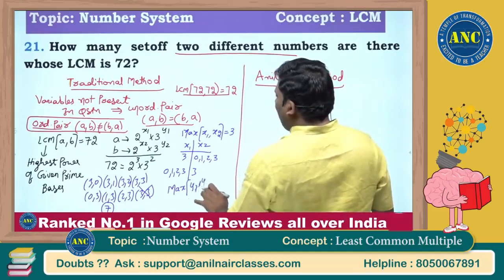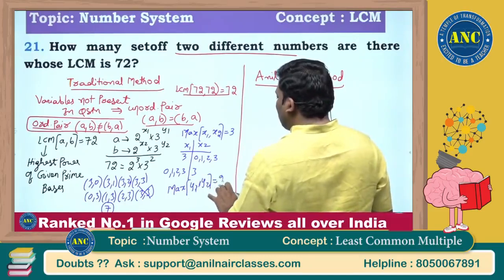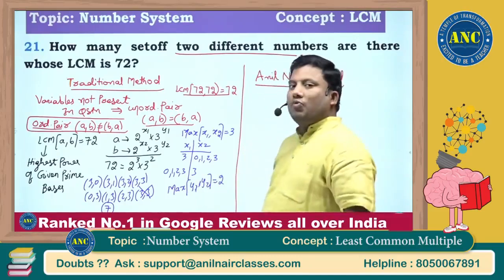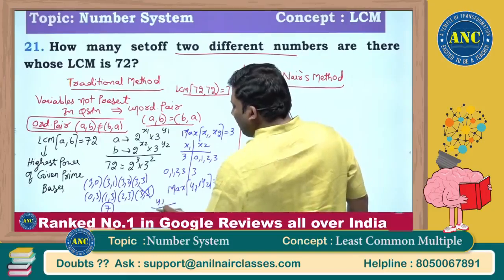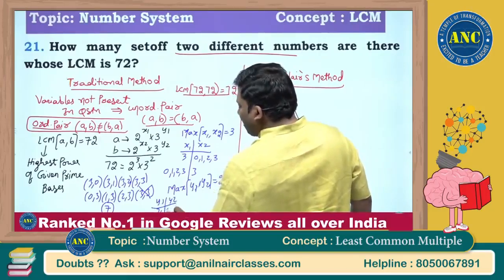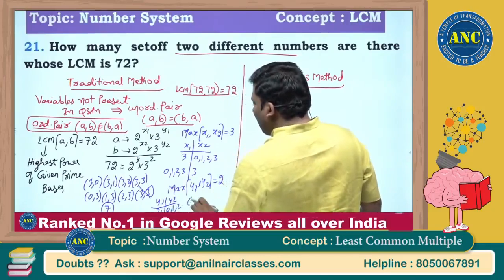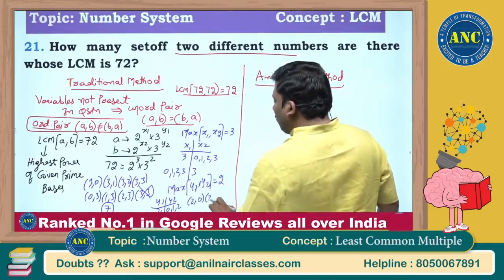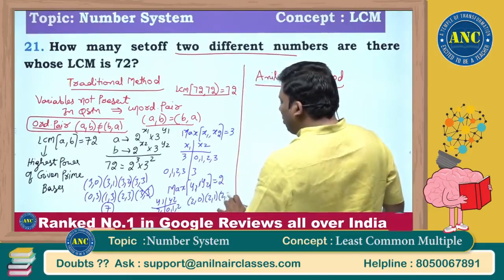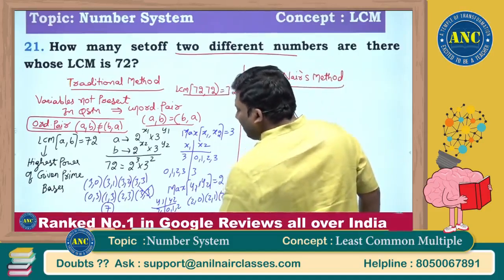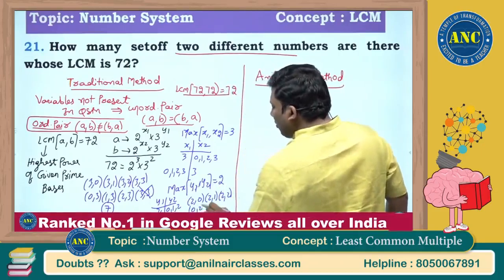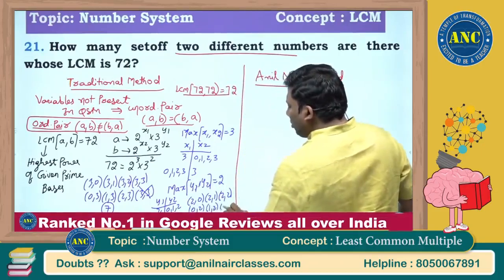Maximum of y1, y2 is 2. If y1 takes 2, y2 can take 0, 1, 2. What are the cases? 2, 0; 2, 1; 2, 2. Or if y2 takes 2, y1 can take 0, 1, 2: 0, 2; 1, 2; and 2, 2.